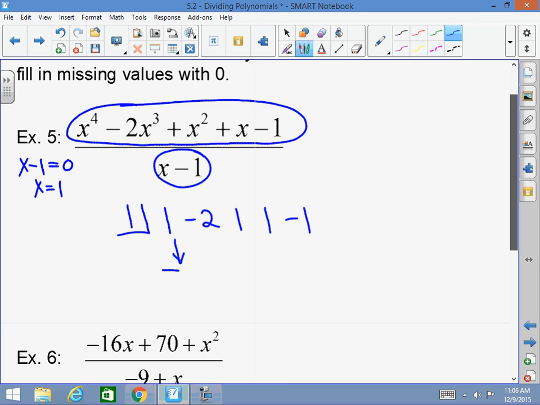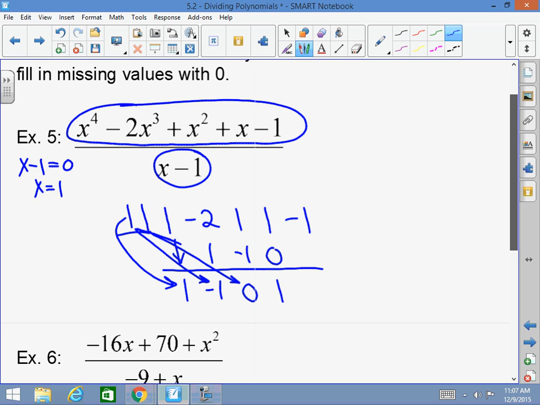Drop down the first number, which is 1. Now, 1 times 1 is 1. Negative 2 plus 1 is negative 1. 1 times negative 1 is negative 1. 1 minus 1 is 0. 1 times 0 is 0. 1 plus 0 is 1. 1 times 1 is 1. Negative 1 plus 1 is 0.